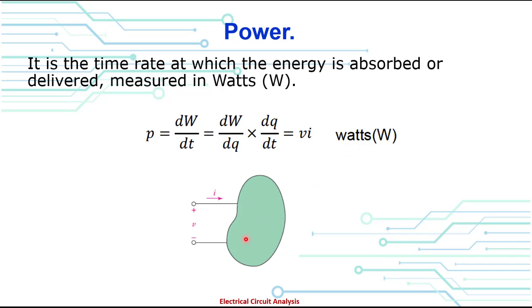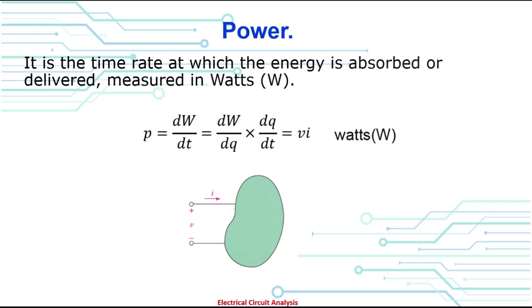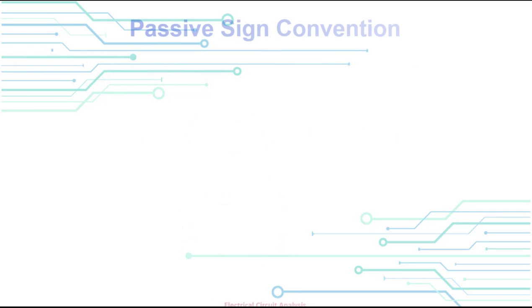Now, in any electrical system, we can calculate the power delivered or absorbed by that electrical system by multiplying voltage across that system or voltage across that electrical element and current going through that element. Passive sign convention.